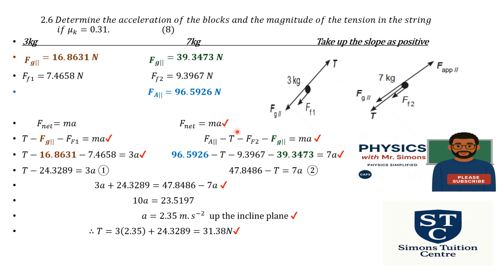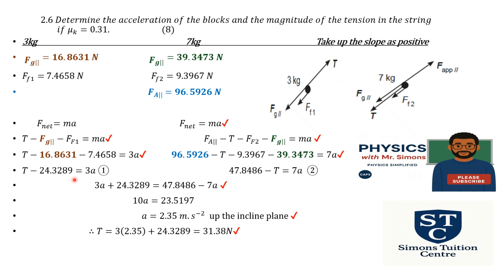So 1 mark for F net equals ma. 2 marks there for correct net forces for the 3 and the 7 kg. Another mark for substituting properly for both 3 and 7 kgs, then 1 mark for equating the two equations and 1 mark for acceleration. So that's 1, 2, 3, 4, 5, 6, 7 marks up to there. And then 1 mark for the tension.